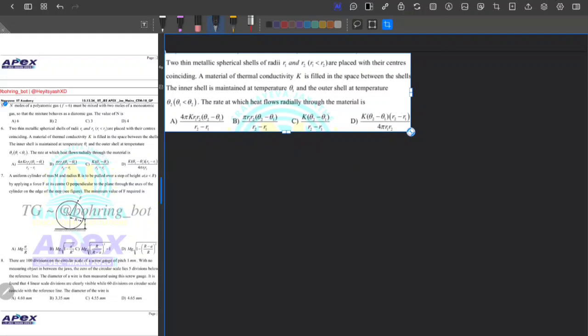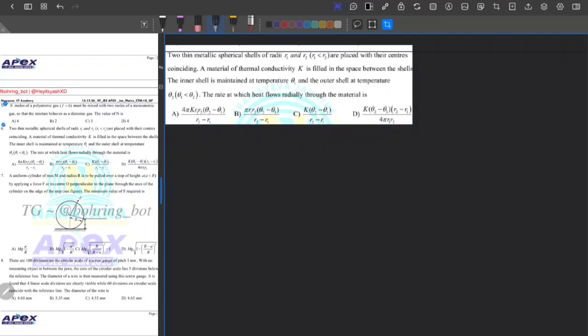Question number 6. The question is, two thin metallic spherical shells of radius R1 and R2 are placed with their centers coinciding. A material of thermal conductivity K is filled in the space between the shells. The inner shell is maintained at a temperature θ1 and the outer shell at temperature θ2. The rate at which the heat flows radially through the material is.